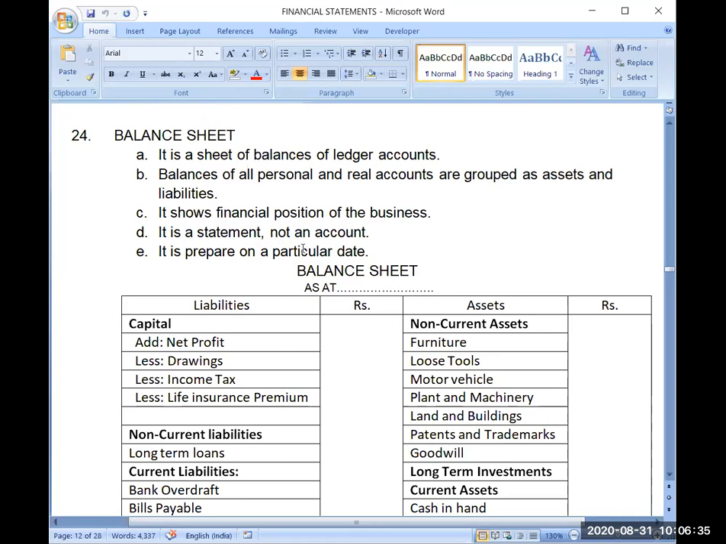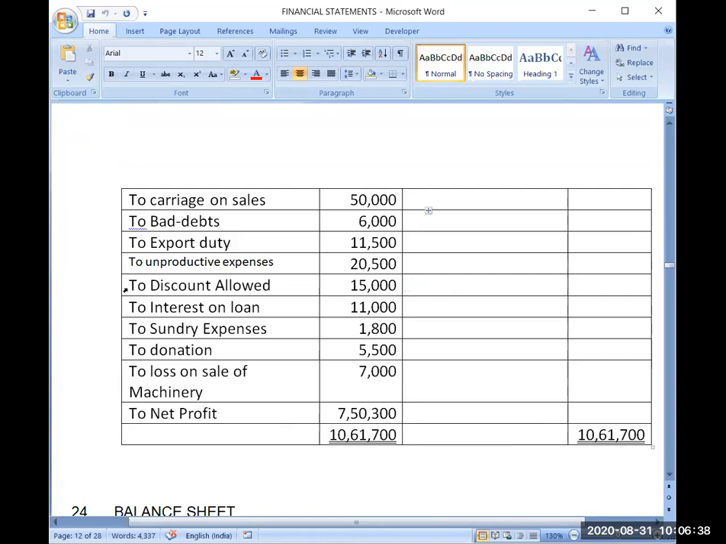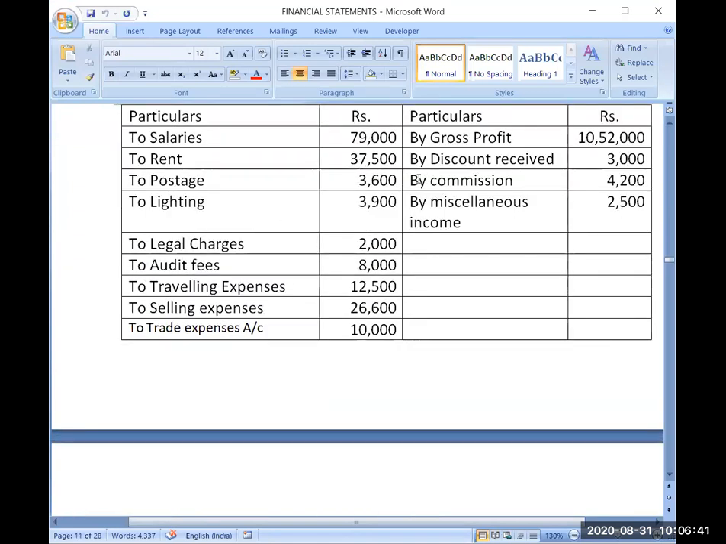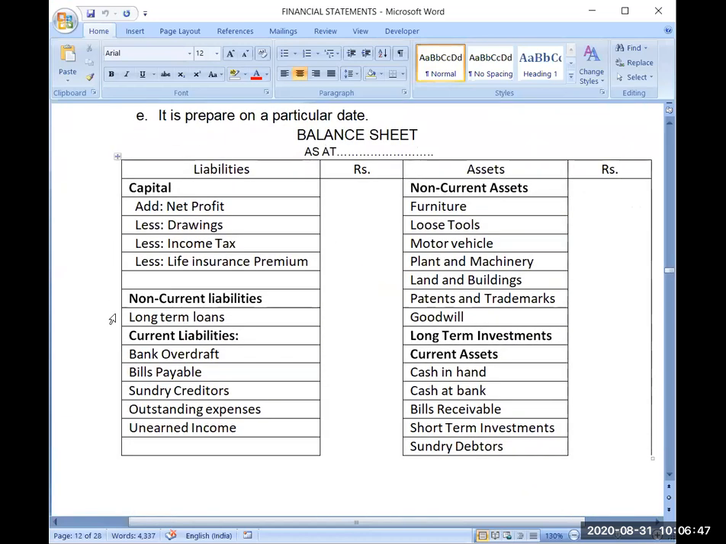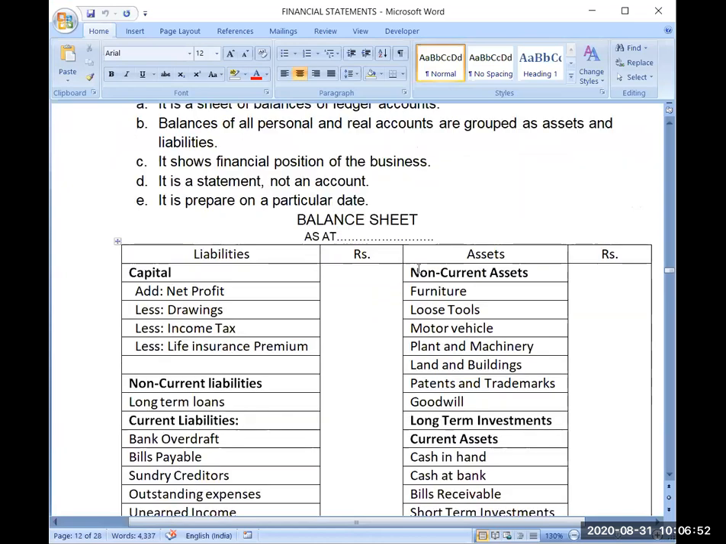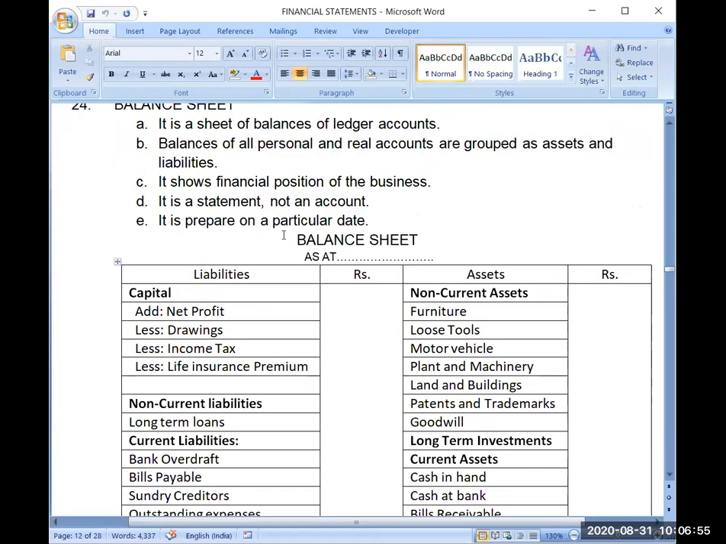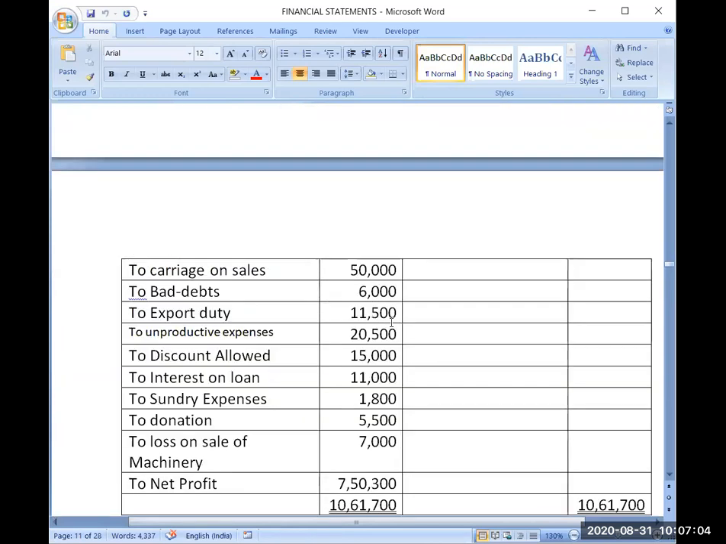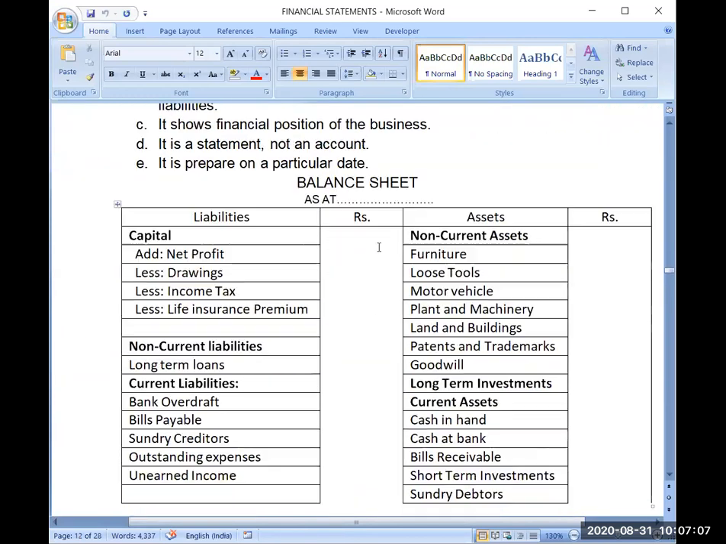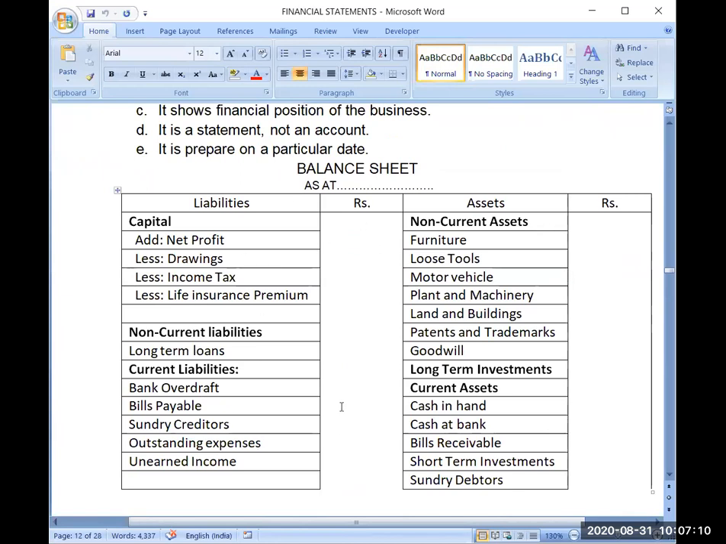It is a statement, not an account. Whenever we are preparing an account, we generally use the words 'to' and 'by' in an account. But because it is a statement, we will not be using 'to' and we will not be using 'by' here. There is no debit or credit side. It is prepared on a particular date. Like you were preparing the profit and loss account for a particular year, for the whole year. But the balance sheet is for a particular date, meaning on March 31st, 2019, what is your financial position, how many assets and liabilities you are having. So that's why it is always prepared for a particular date, as the trial balance is also prepared for a particular date.